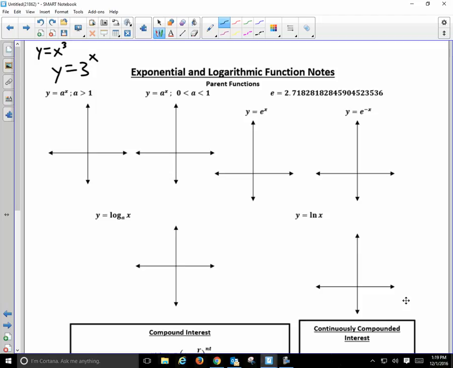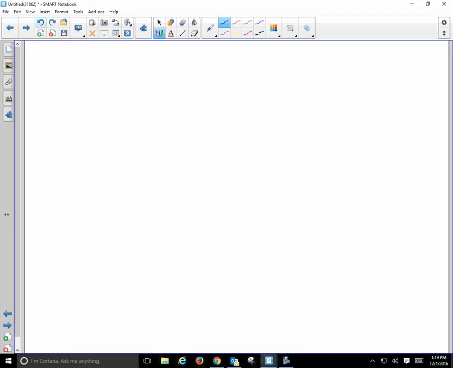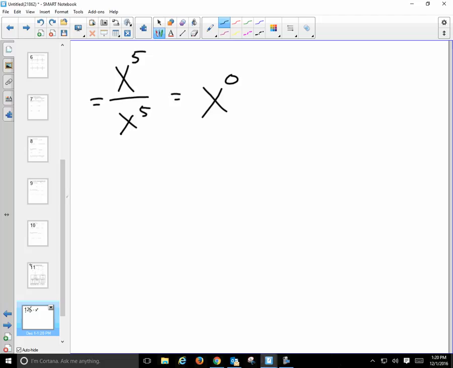If I plug in 0 for x, what is the y value? What is anything to the 0 power? It is 1. Why? If you take x to the fifth, divide by x to the fifth, anything divided by itself is 1. And if you subtract the exponents, you get x to the 0. So we know that anything to the 0 power is 1. See that? Okay. So that's your argument to understand that piece.